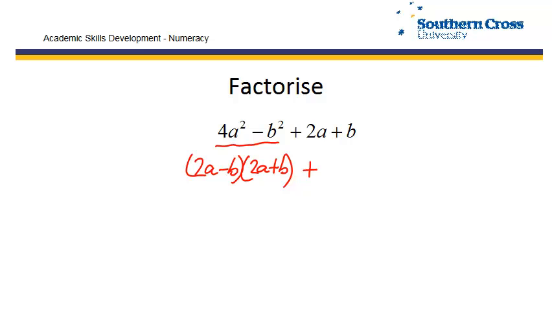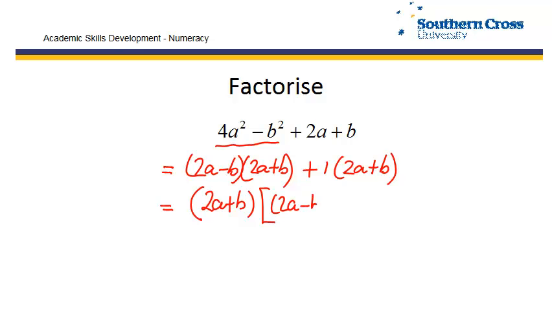plus, now it would be nice to write this as a factor so that we can distinctly see the grouping factor. So I'm going to write that as 1 lot of 2a plus b. So what you can see now is that we have a grouping factor that's common to both parts, which is 2a plus b. So that then leaves, from the first term, 2a minus b, and plus 1 from the second term, which can be tidied up, so that's 2a plus b, and we will get 2a minus b plus 1.